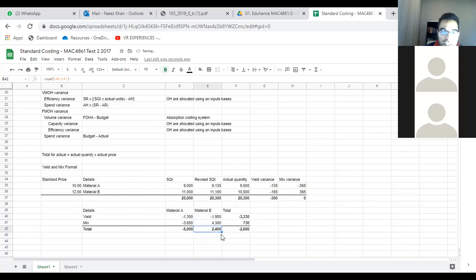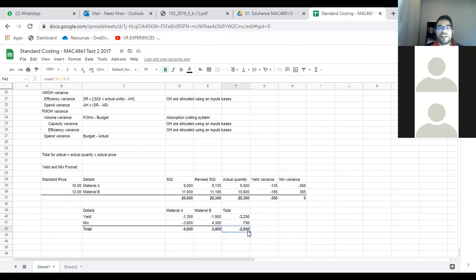So that's basically it. As you can see, for the mix in quantity, it is 0, but the mix in value is a number, because the standard prices are different. So just be aware of that. So this is the actual answer over here. The total yield is that, total mix is that, and this 2.6 negative should equal the quantity variance. Whatever the quantity variance is must equal this.